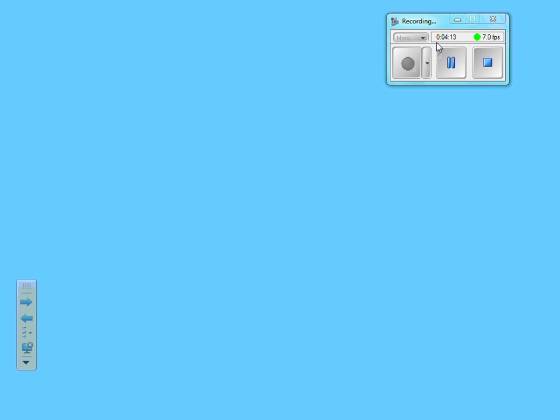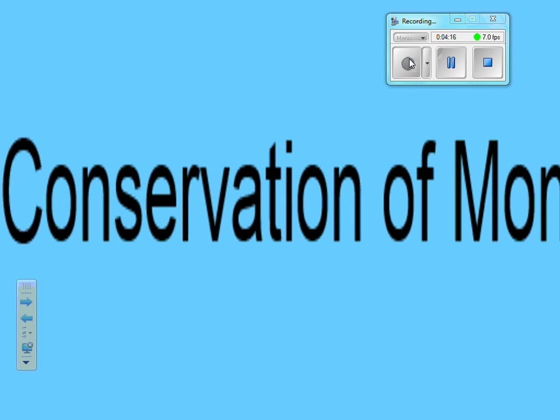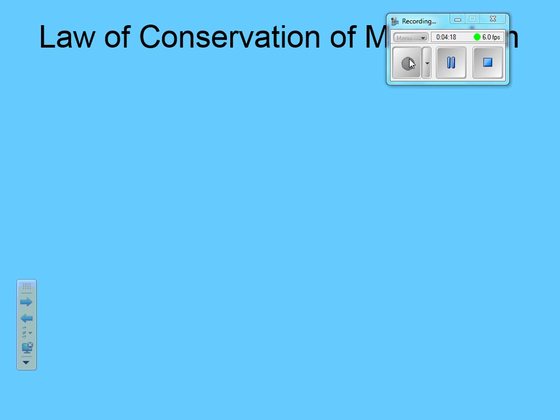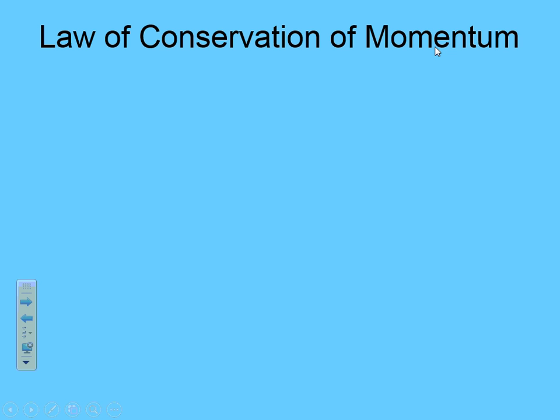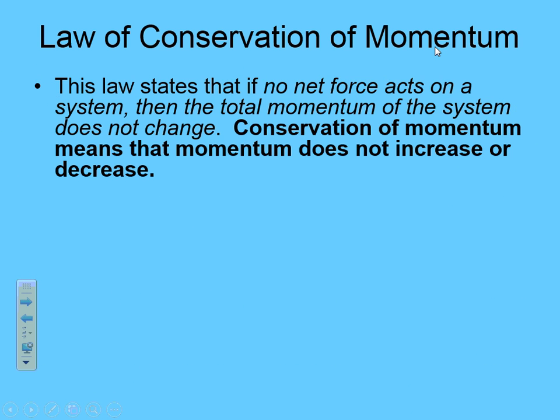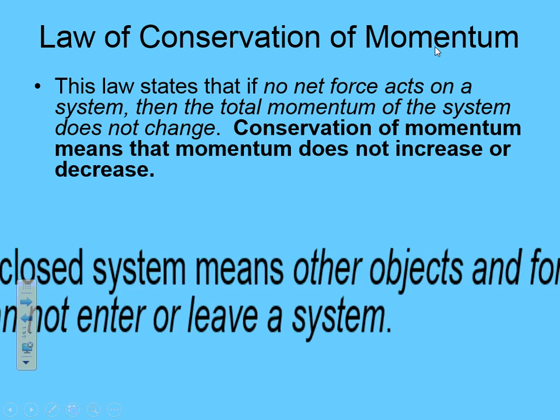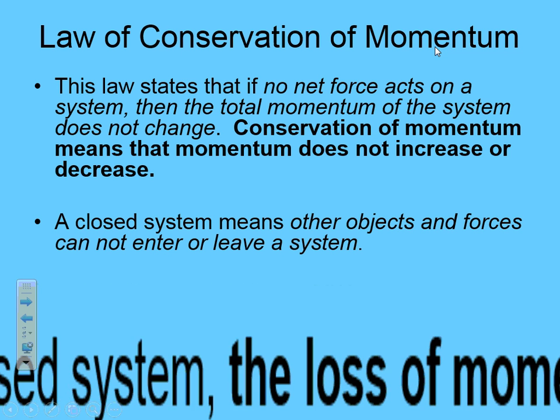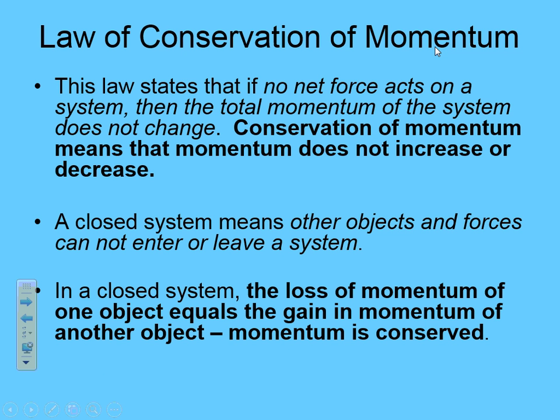So momentum is equal to mass times velocity. Last thing when we talk about momentum is the conservation of momentum. All right, what does the conservation of momentum say? It says that momentum cannot be created nor destroyed, only changed essentially. That means momentum does not increase nor decrease. Any object that loses momentum, it has to be gained by something else.